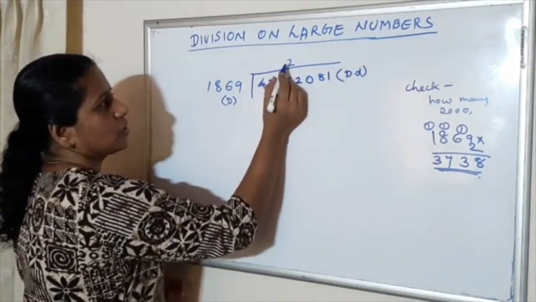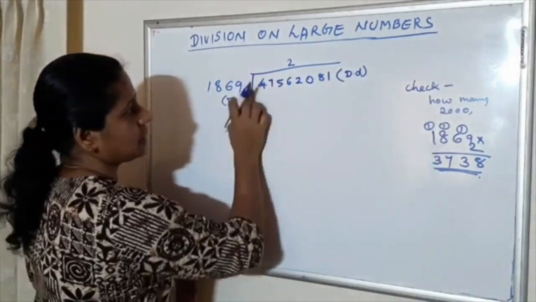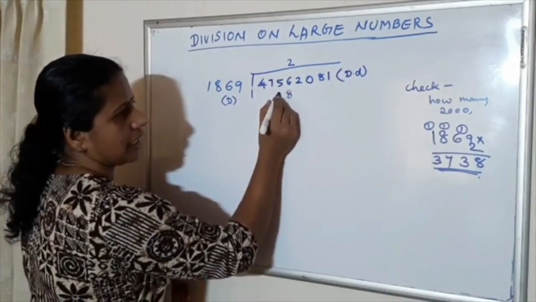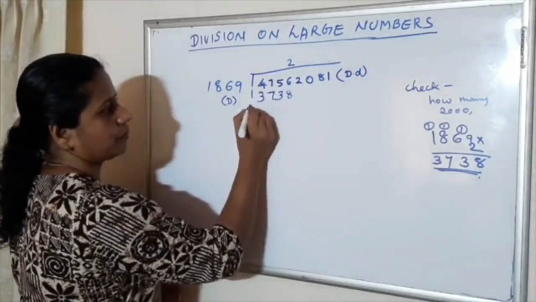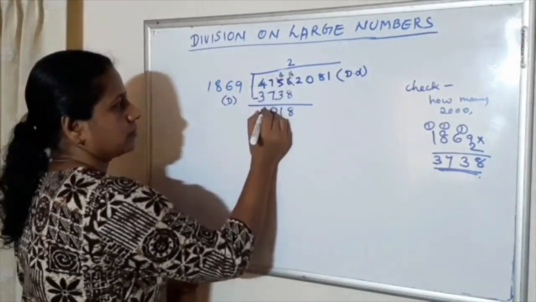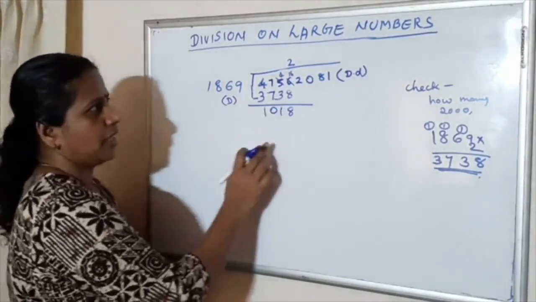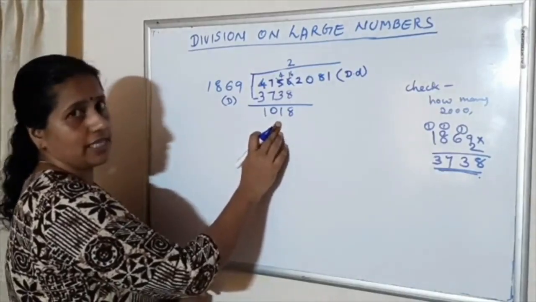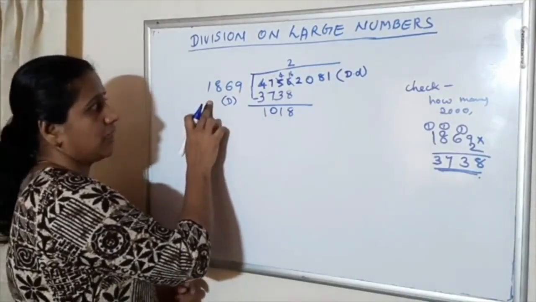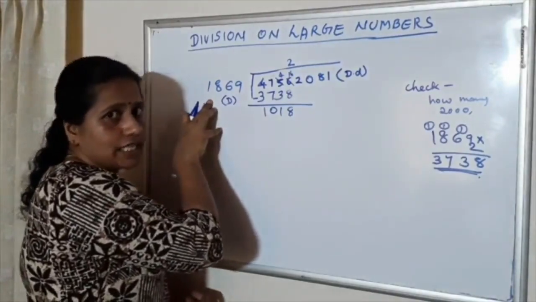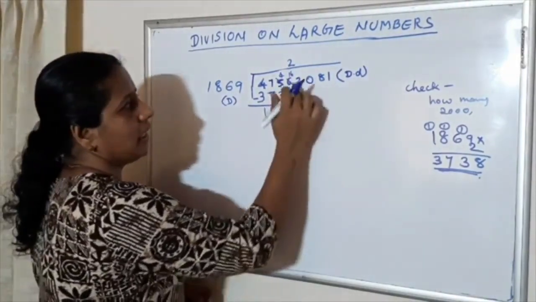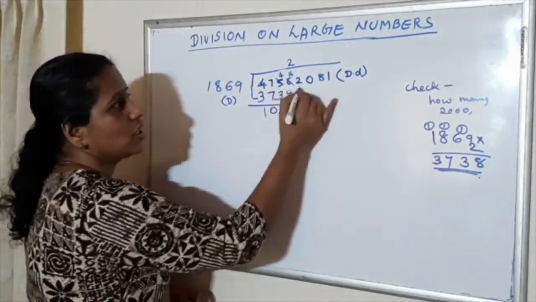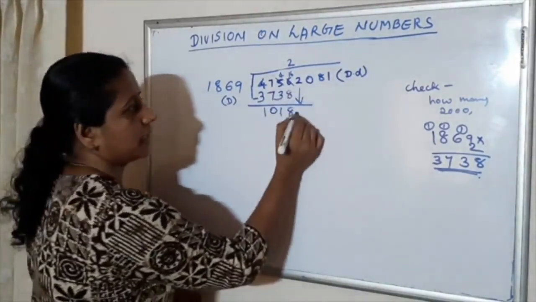Okay. So 2 into this number is equal to 3738. First you write 3738. After that subtract. Okay. Next 1018. Our remainder always should be less than our divisor. Okay. So next we can't take 1869 from this. So carry down the next number, that is 2.